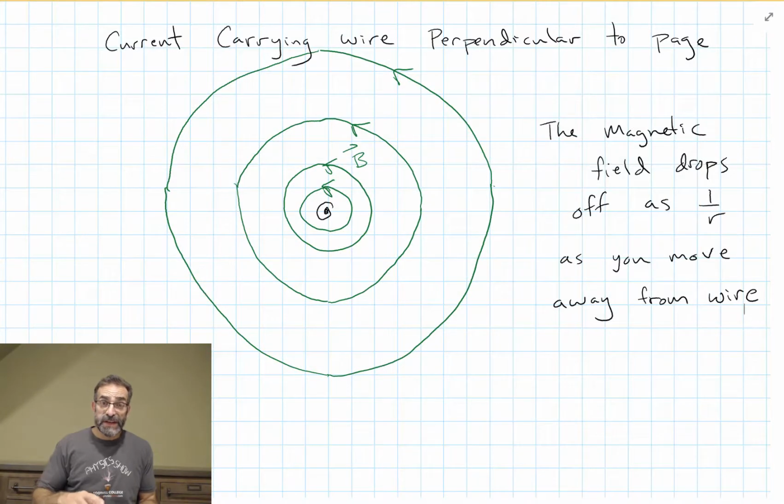This is another image of a long, straight, current-carrying wire perpendicular to the page. And I've drawn the magnetic field lines. And what I'm trying to illustrate here is that the magnetic field drops off as 1 over r as you move away from the wire. The magnetic field gets weaker as you move away from the current-carrying wire.